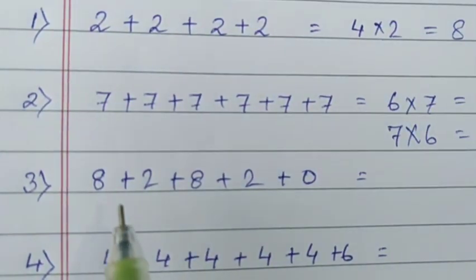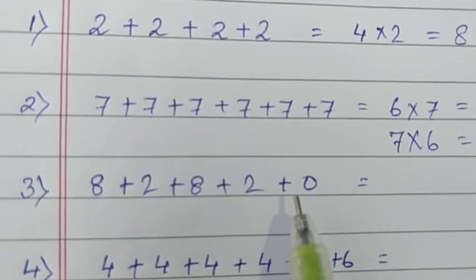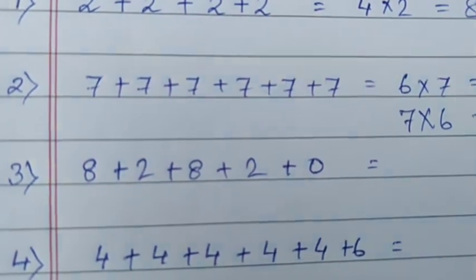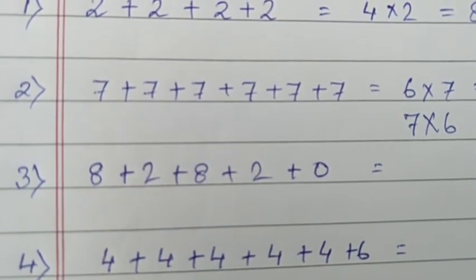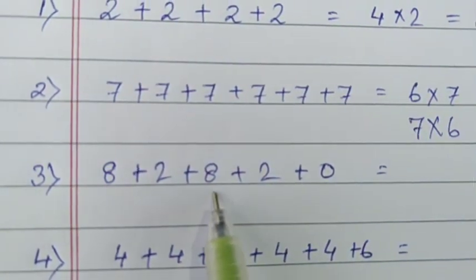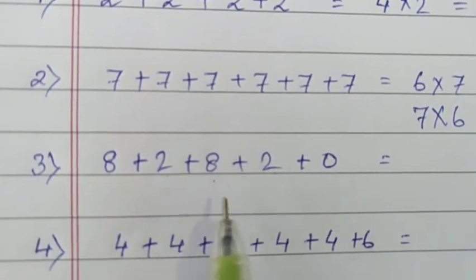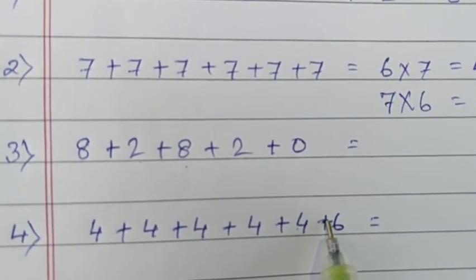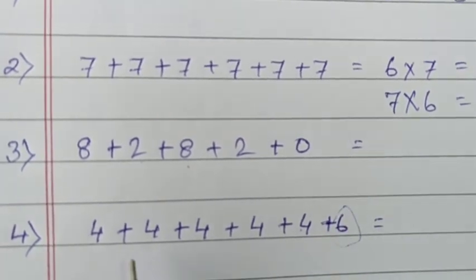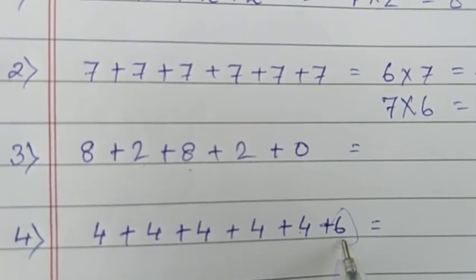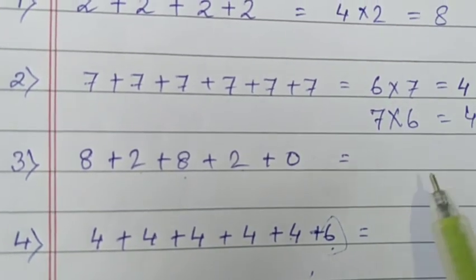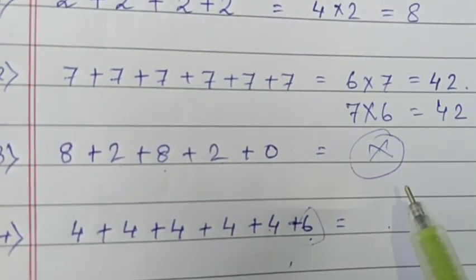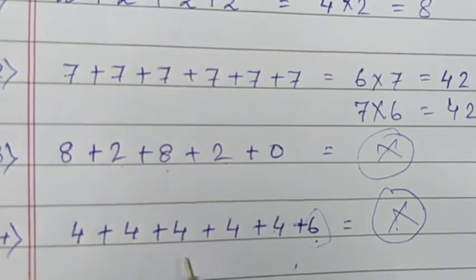Coming to example number 3, you can see here, this is also an addition statement. The numbers are added, but we don't call it a repeated addition statement because the same number is not repeated. Here 8 has come 2 times, but there are some other numbers also. In number 4, 4 is being repeated a few times, and then in the same addition statement another number is added. So this statement is also not a repeated addition statement, and since these statements are not repeated addition statements, we cannot create a multiplication fact of this. This is kept blank. We will not form a multiplication fact from here because the numbers are not being repeated.